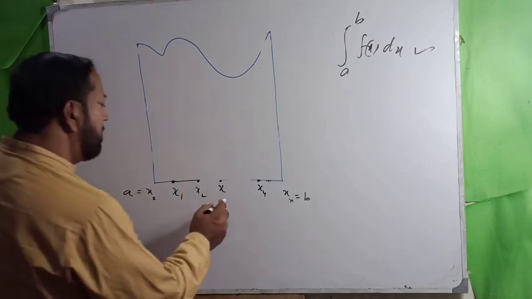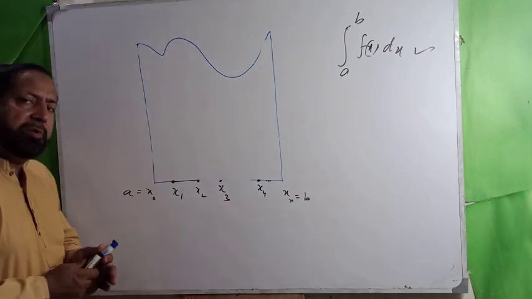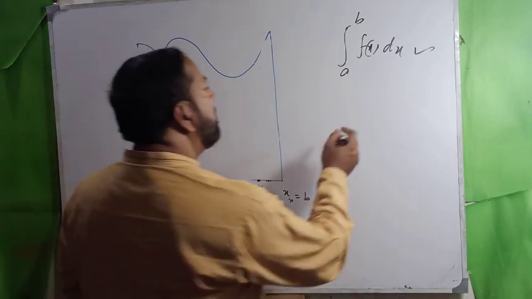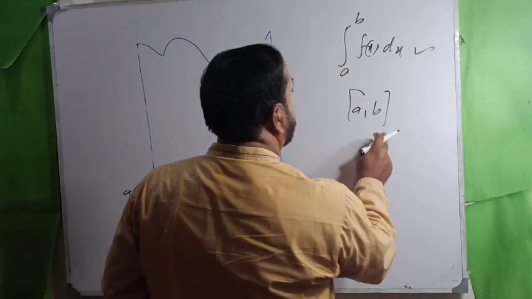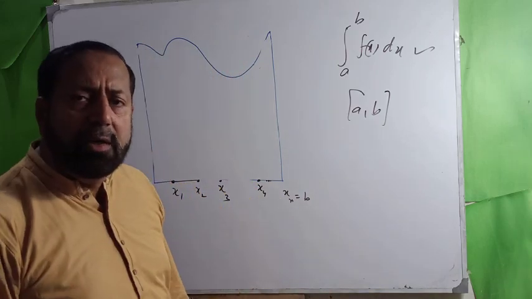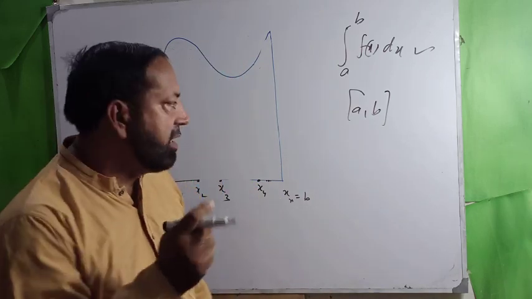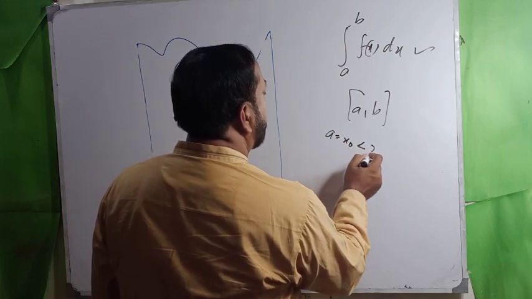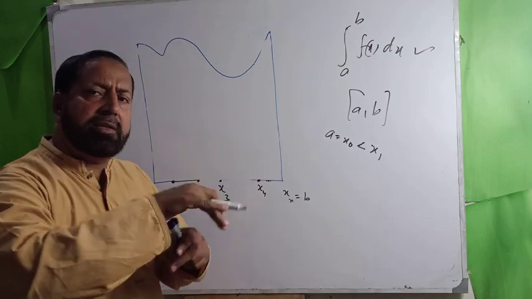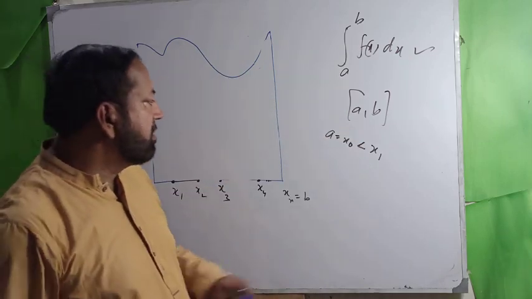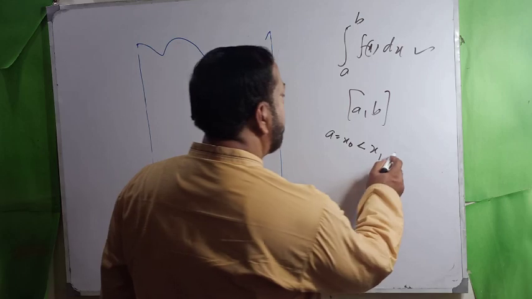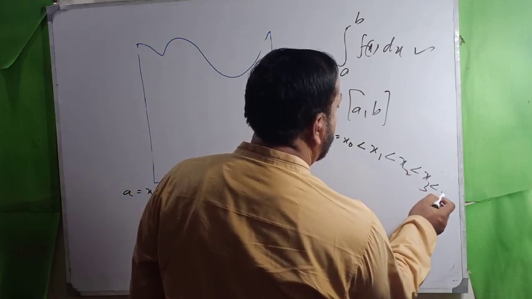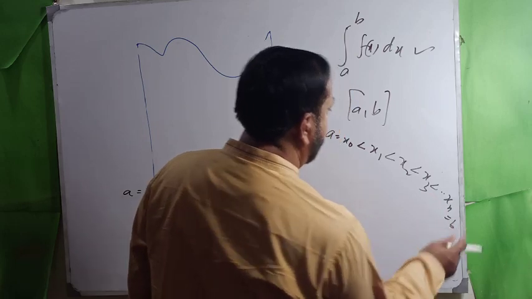Okay, I have some points. So the first idea is to introduce points in your interval. If you are taking interval AB, you introduce points in this interval like this. You take a equal to x naught, then there should be some x1, because we are on the x-axis and every number on the right is greater than the previous one, then you have x2 and then x3 and so on, xn, which is equal to b.